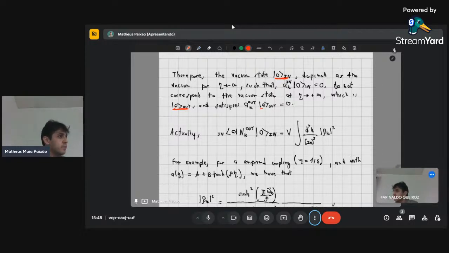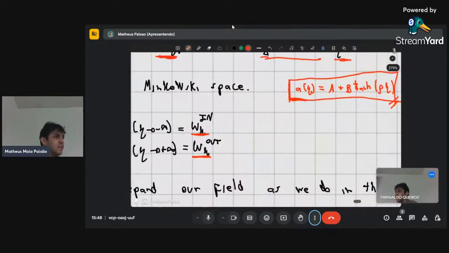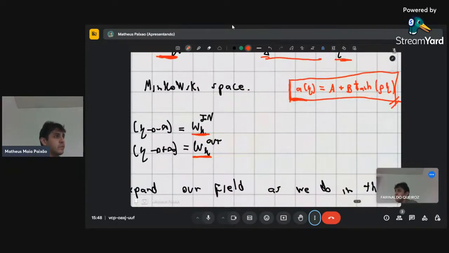Sorry, why does this flat space go into a non-flat space and then go back again to a flat space? Oh, it's just a toy model. I consider this. But is there any reason to assume this toy model?